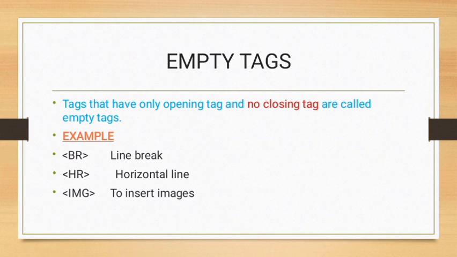So the tags that have only an opening tag and no closing tag are known as empty tags, whereas the tags having both opening and closing are known as container tags. So in HTML, almost the maximum number of tags are examples of container tags and only some are empty tags.